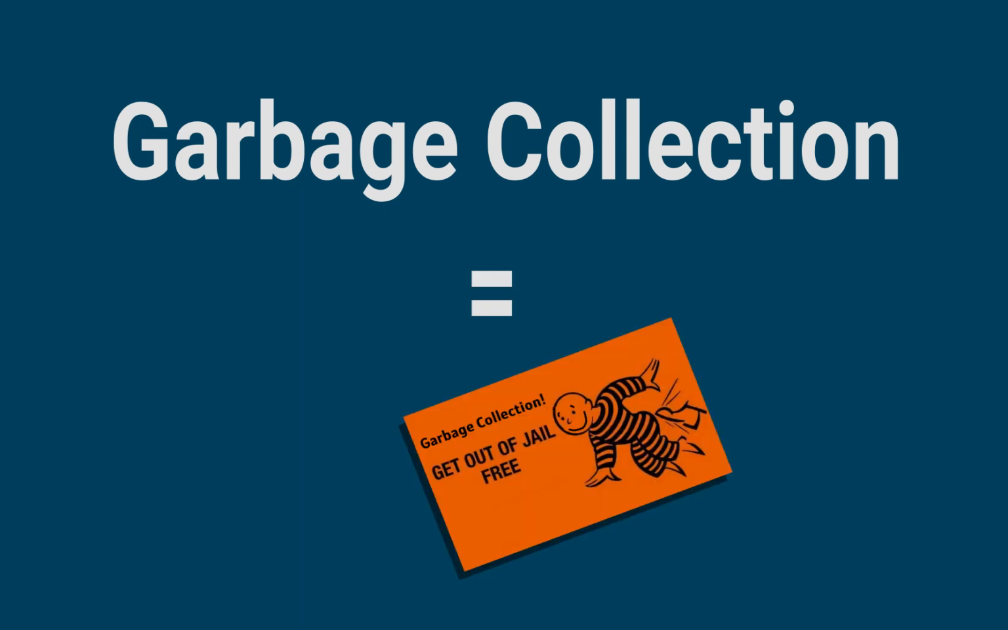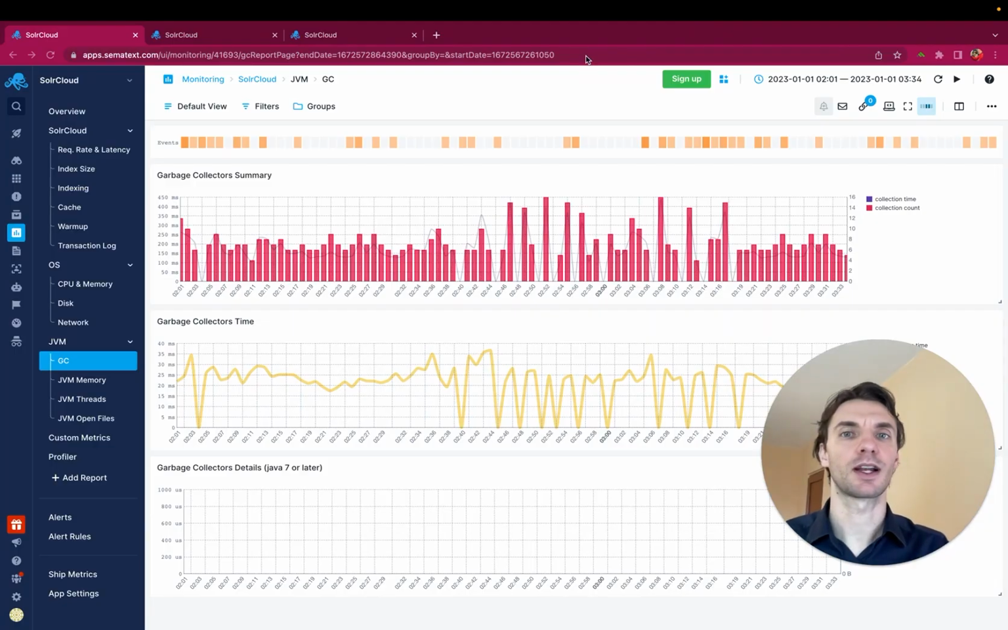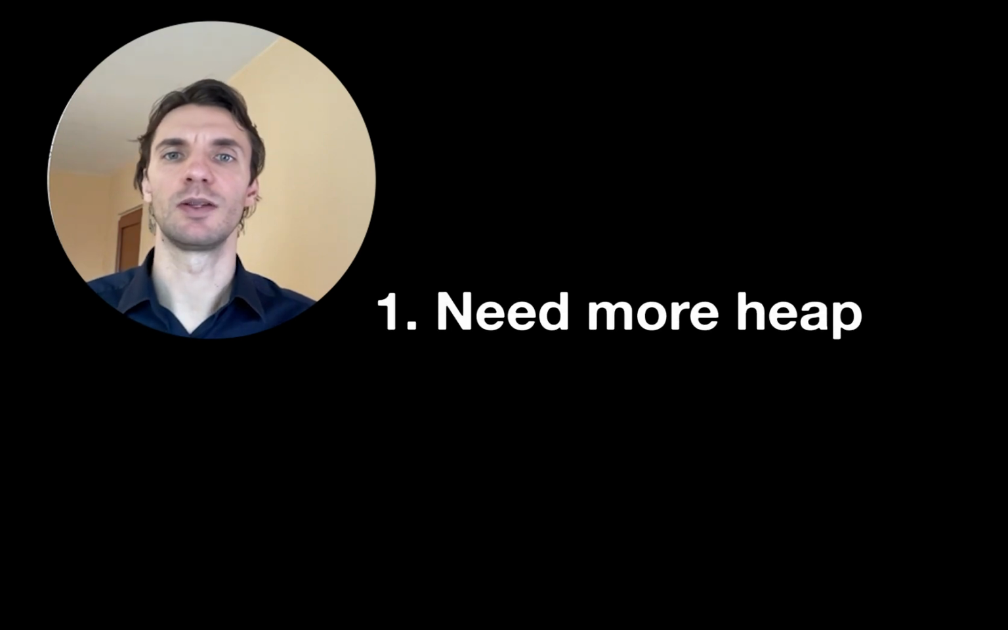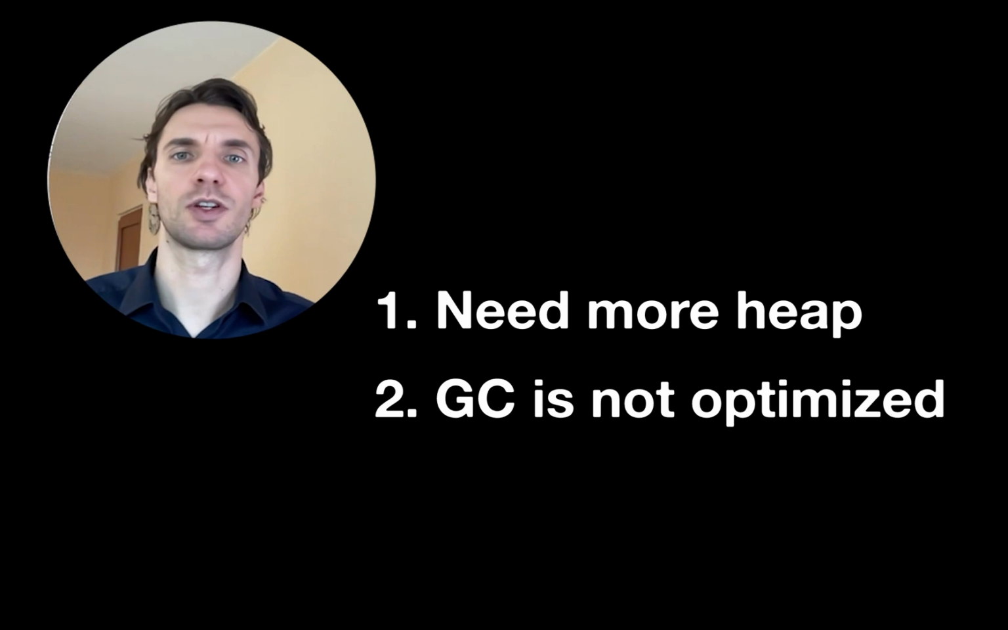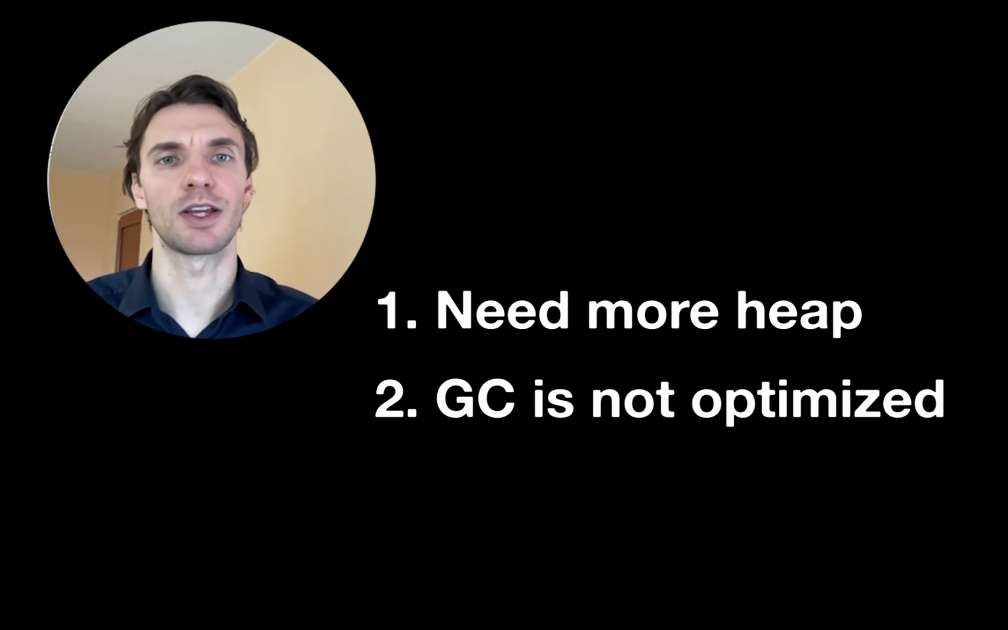Number 5. Garbage collection, get out of jail pass. If nodes drop out of the cluster or perform poorly, GC is one of the first things to check. If pause times are too high, it can be one of two things. You need more heap or GC runs suboptimally. If it's the latter, it's usually because GC can't keep up with the allocations, falls behind and the heap fills up. Eventually, a full GC has to clean up the heap, and a full GC takes a long time.